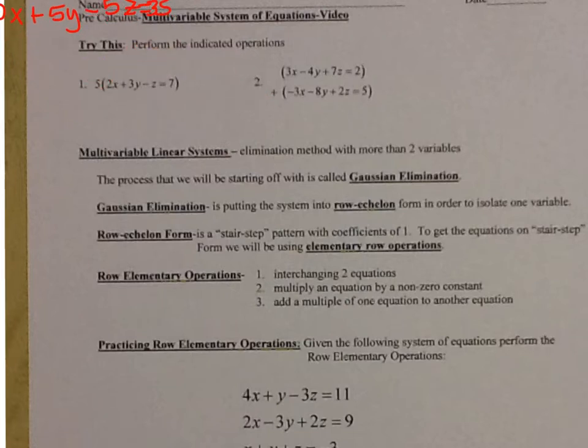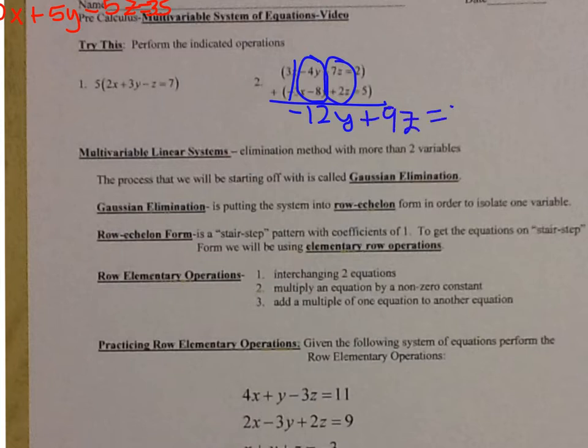Okay, and number 2 is adding the equations together. So I have 3x plus negative 3x is 0. Negative 4y plus negative 8y is negative 12y. 7z plus 2z is 9z. And that equals 7.